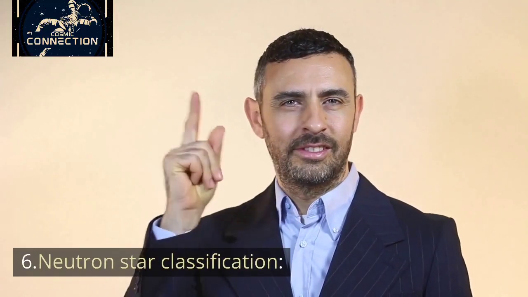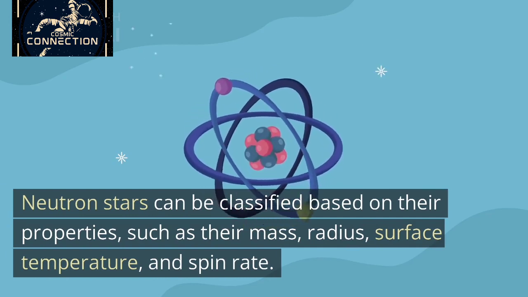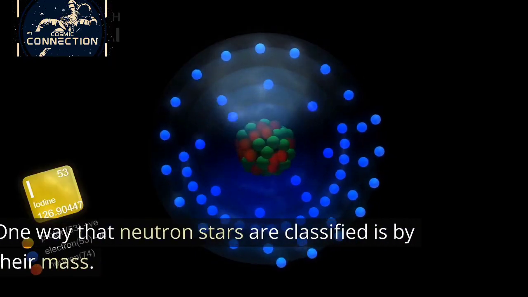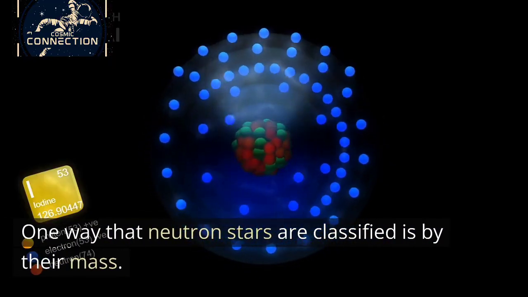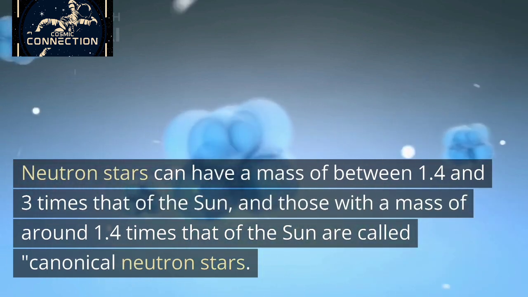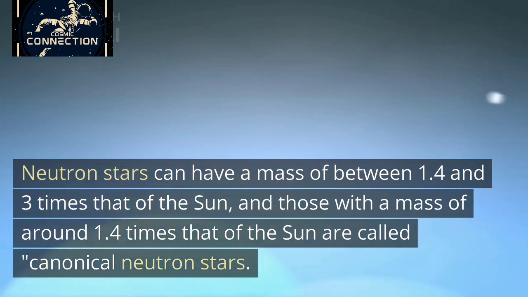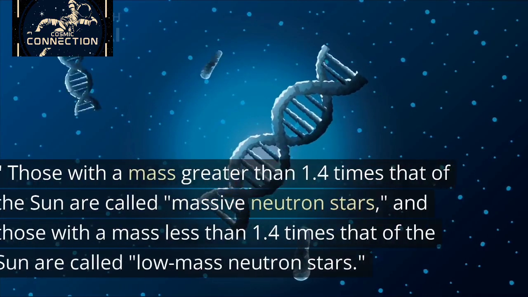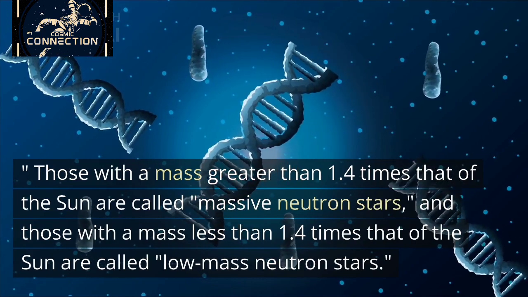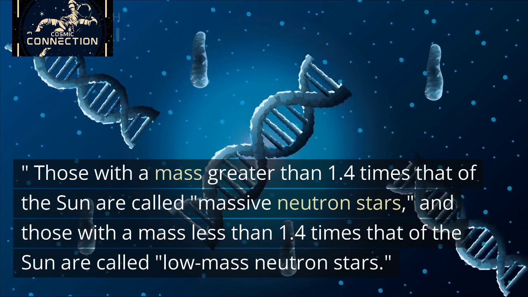6. Neutron star classification. Neutron stars can be classified based on their properties, such as their mass, radius, surface temperature, and spin rate. One way that neutron stars are classified is by their mass. Neutron stars can have a mass of between 1.4 and 3 times that of the Sun, and those with a mass of around 1.4 times that of the Sun are called canonical neutron stars. Those with a mass greater than 1.4 times that of the Sun are called massive neutron stars, and those with a mass less than 1.4 times that of the Sun are called low-mass neutron stars.